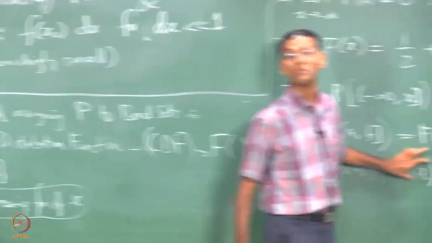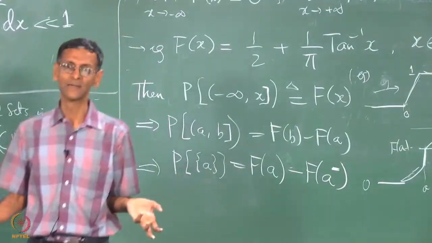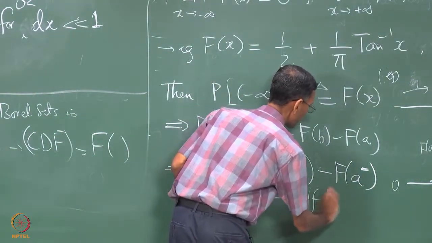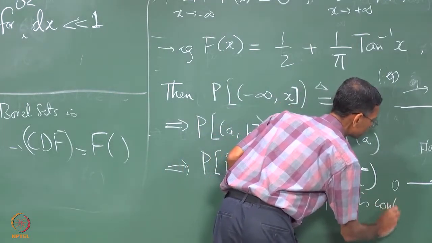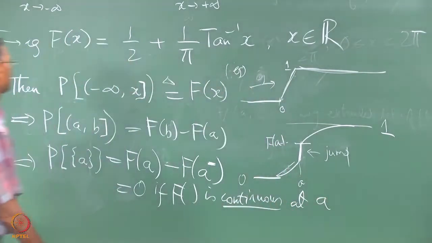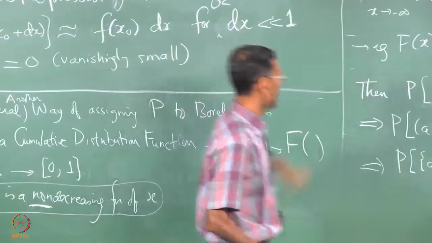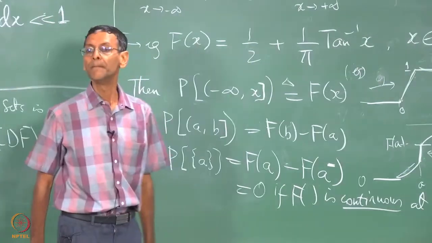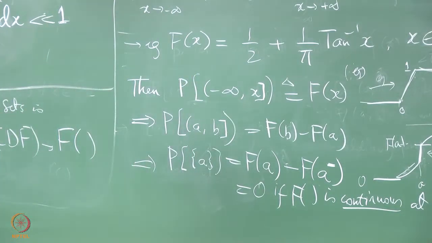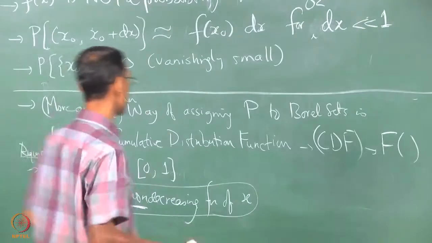So when is this 0? This is 0 if f is continuous at A. So at every point where f is continuous, you don't have a finite probability of that particular point. But the model says nothing about having jumps in f. A countable number of jumps in f is in fact allowed.